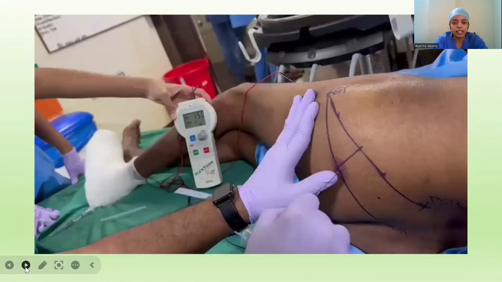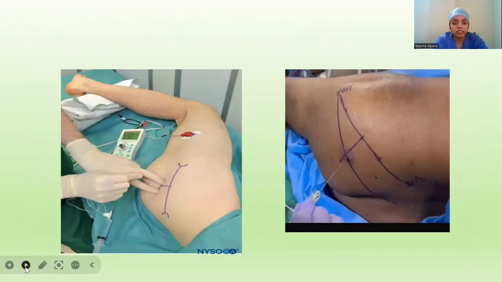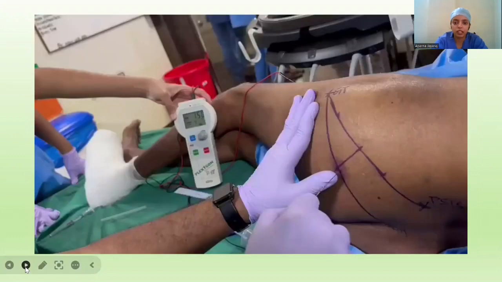Here, as you can see, these are the landmarks. The first one is the GT and the PSIS and the line drawn from the midpoint, which is for the classic Labat's approach. The second picture shows the Winnie's modification.